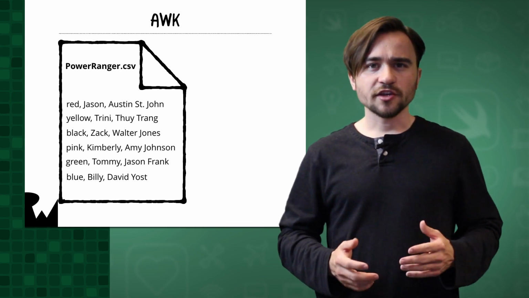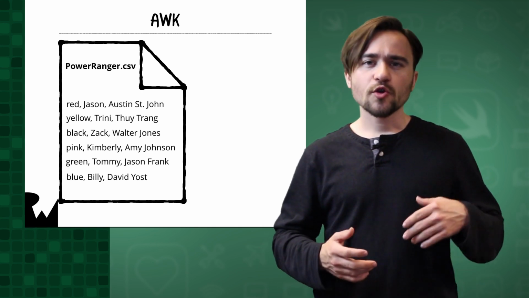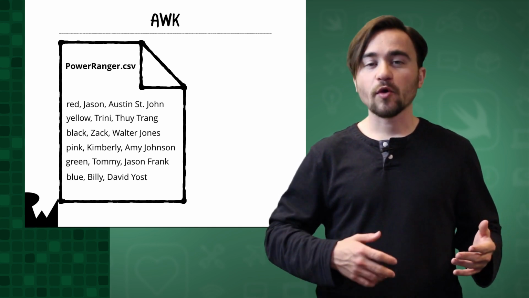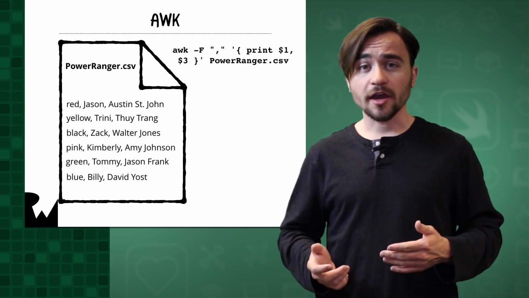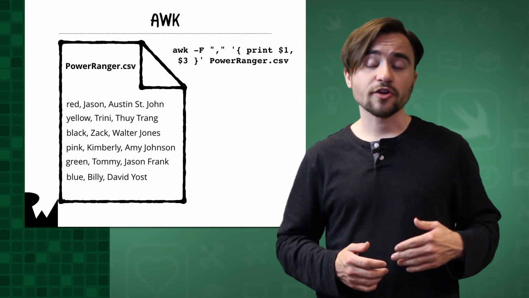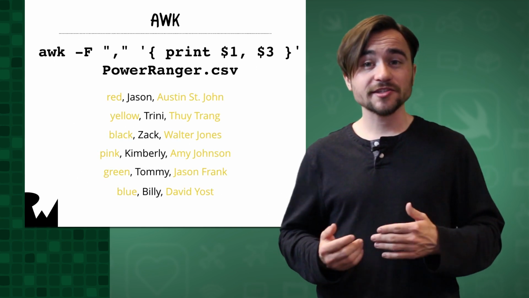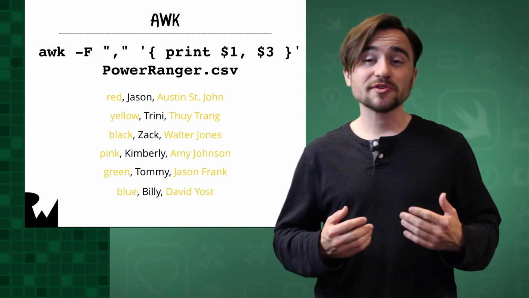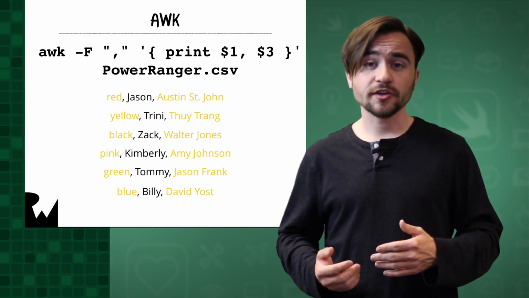Let's say you have a CSV full of Power Ranger information, but you really just want to see who each Power Ranger was and what the actor's name was that played them. You can use awk, along with a print command, to tell it to print the items that are in the first and third columns of the file. Unlike grep, awk is basically its own language, and it's built specifically for text processing. This makes dealing with things like CSVs a breeze.